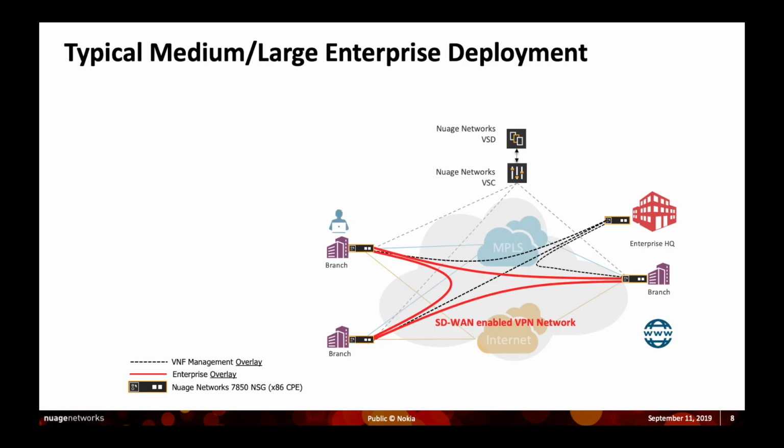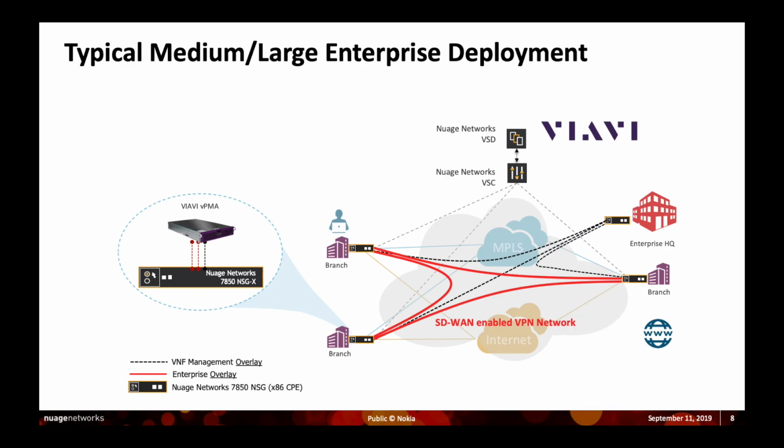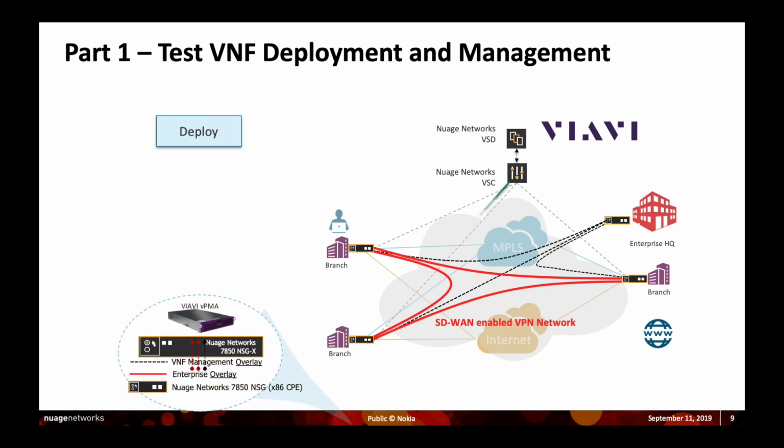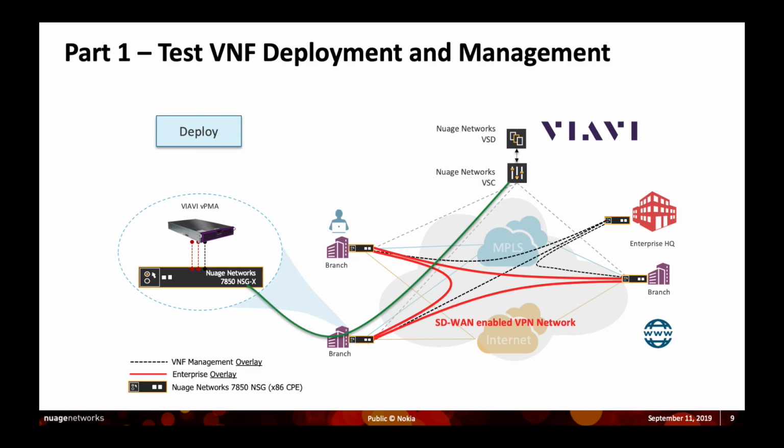A typical large enterprise consists of the Viavi vPMA deployed on a UCPE device and the Viavi Fusion dashboard running locally. The first step, as described earlier, is deploying the vPMA on a particular UCPE device. Once deployed, it will be managed locally using the Viavi Fusion dashboard.